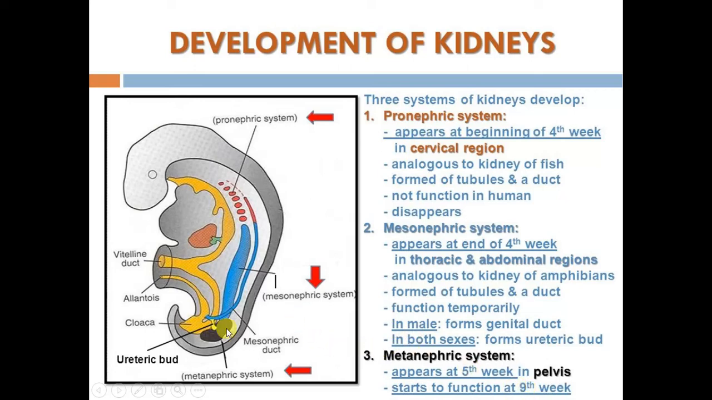So what we have understood is that it's not the pronephric system that will form the permanent kidney, because it will disappear in the 4th week. It will not be the mesonephric system which will form the permanent kidneys. It will also disappear. Only part of this system will remain. But the definite kidney is formed by this part of the embryological urinary system, that is the metanephric system. So this will form, and it is located in the pelvic region. And the kidneys will start functioning at the 9th week.